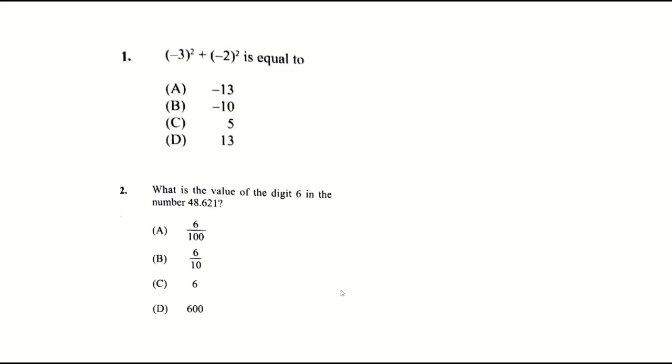So let's go. The first question is negative 3 squared plus negative 2 squared is equal to. Now we know to the power 2, or squared, means negative 3 by negative 3. So negative 3 squared plus negative 2 squared would be negative 3 by negative 3, which is positive 9, and 2 by 2 is 4. 9 plus 4 is 13, so the answer would be D. Everyone understands that?